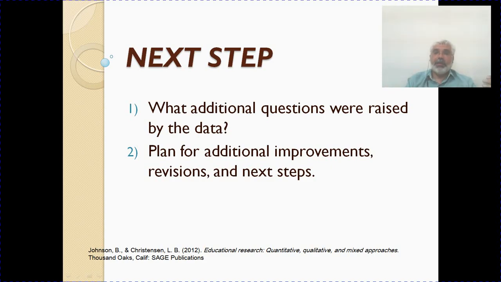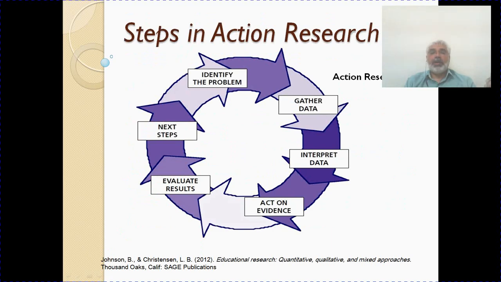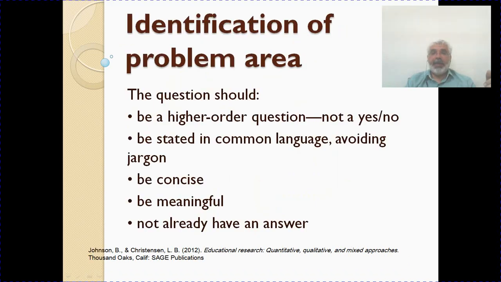and next step. Just go back to our cycle. We identify the problem. This is number 1. Gather data, number 2. Interpret data, number 3. Act on evidence. This is the most important step. Number 5, evaluating results. And number 6, next step, just to start the cycle again and again.